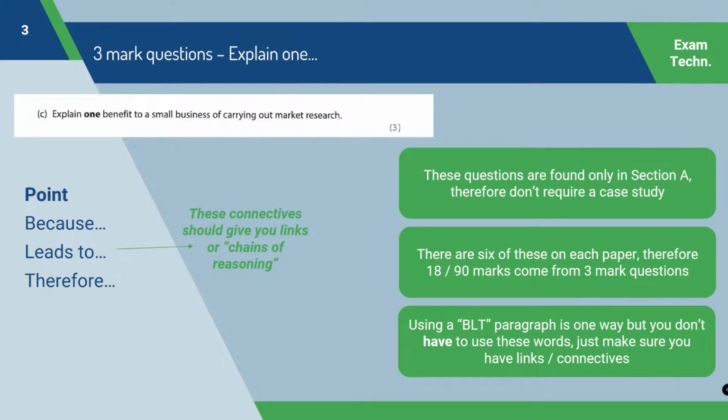BLT is certainly how I encourage my students to use connectives, but you don't have to. If it doesn't naturally flow because leads to therefore, you can use any kind of connective, such as this means that, or something like that. You can use these in a different order. It's not prescriptive. It's just something to help students create these links.